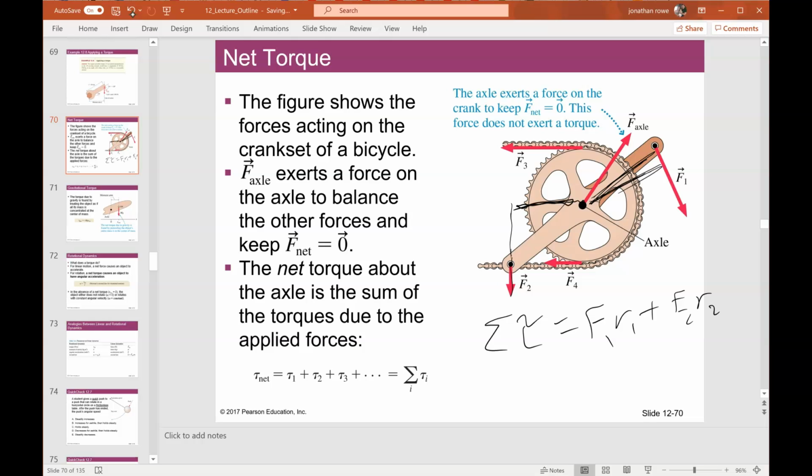See how you have to extend the force sometimes? Or I could break this force down and get this component of the force that's perpendicular to the radius. Anyway, you got to do all that, and you got to do that for all these forces, and that will give you the net torque.